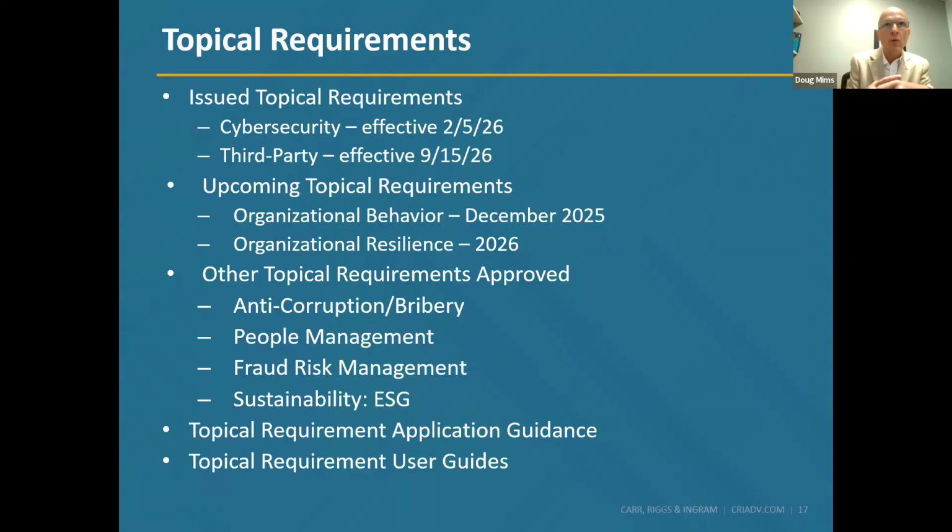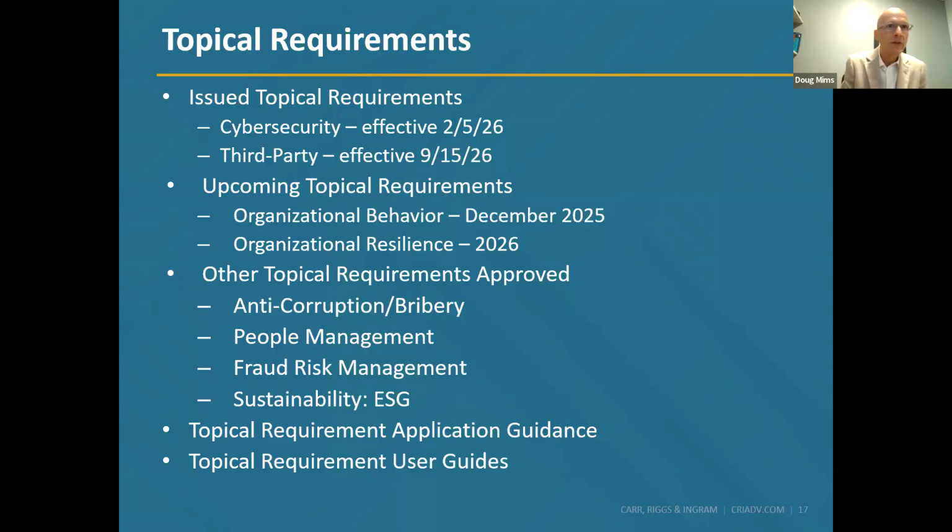Other upcoming topical requirements are organizational behavior, which was expected to come out in December, in this month. It could have come out and I missed it. But it's supposed to come out this month. I did not check to see if it came out, so I apologize for that. Organizational resilience is due presumably in the first half of 26. And then other topical requirements that have been approved by the board that are basically in the plan include anti-corruption and bribery, people management, fraud risk management, and sustainability.